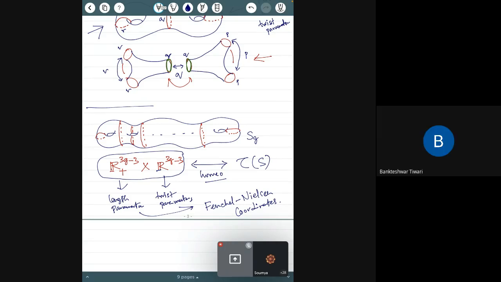So how can you assure that two different lengths give two different hyperbolic structures? For example, if you take R1, R2. Yeah, that I think is a part of this theorem that I did not prove. So this will give a bijection, right? It will be a one-one and onto function.